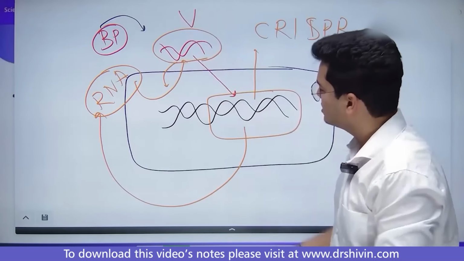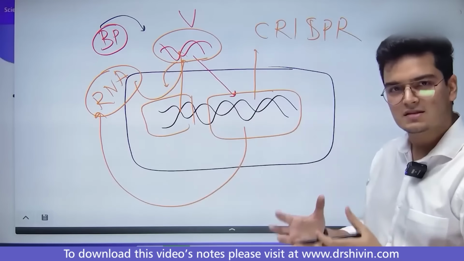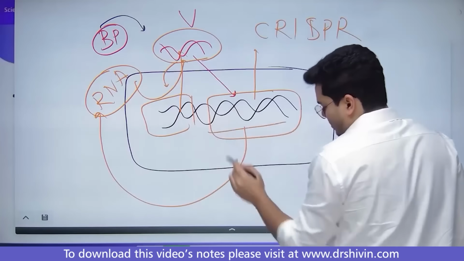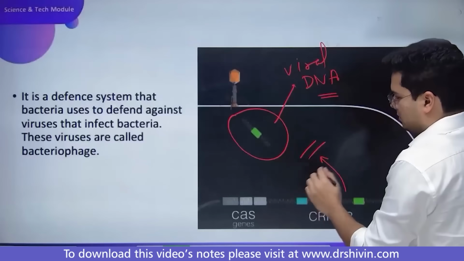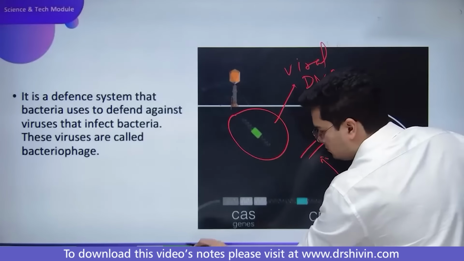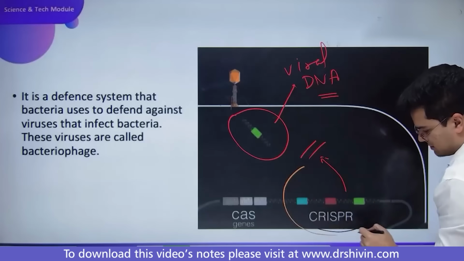and then it uses the Cas system to cut this DNA. I know आपको थोड़ा समझ नहीं आ रहा होगा, अभी हम डिटेल में देख रहे हैं। The bacteria has certain system like this.